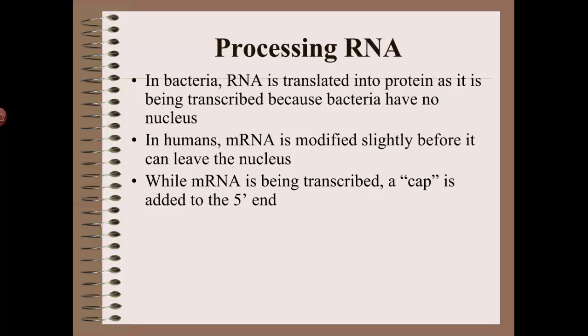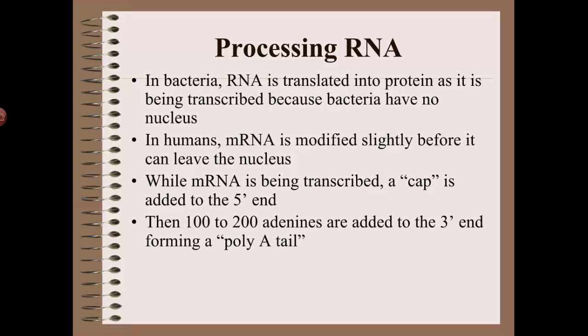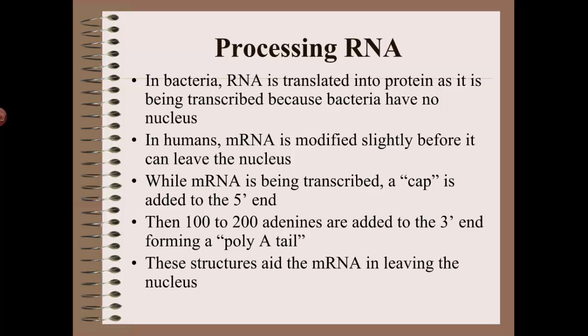And the cap is just part of the instructions that tell the cell where to go, as is the poly A tail. About 100 to 200 adenines are added at the 3' end, forming a poly A tail. And those both help the messenger RNA get out of the nucleus and find a ribosome. So think of them as instructions on where to go. But that's not the most important processing that happens.